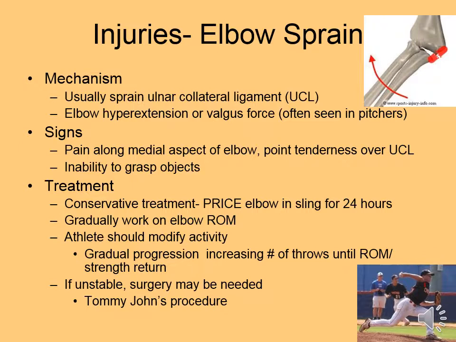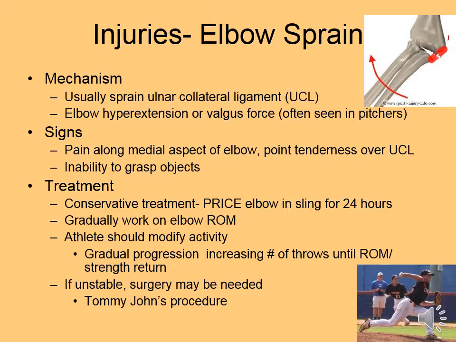Our signs here would be pain along the medial aspect of the elbow, point tenderness over the UCL, so this is where the UCL is, and inability to grasp objects. So they're going to have some decreased grip strength. So that's a pretty telltale sign of UCL sprain.